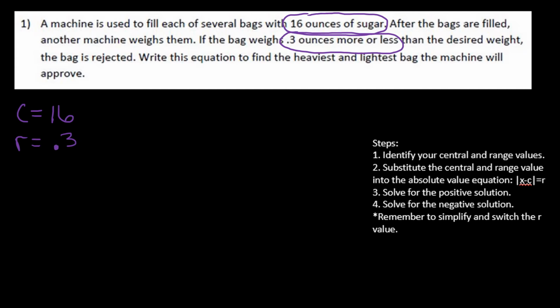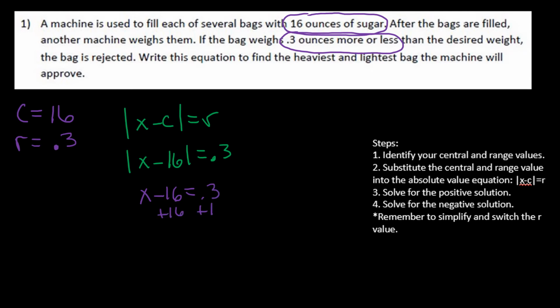So then when we take our equation, we're going to say the absolute value of x minus c is equal to r. When doing this, we just simply plug this in, right? We're going to say the absolute value of x minus 16 is equal to 0.3. And then we solve. For the first case, you just solve it the way it is. You drop the absolute values and say x minus 16 equals 0.3. We add 16 to both sides, and we get that x equals 16.3.